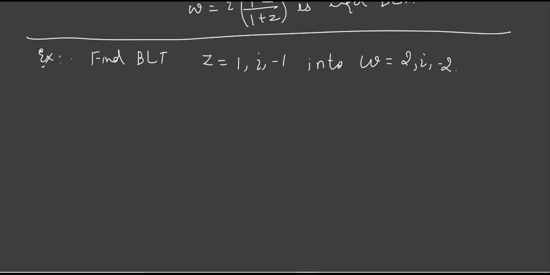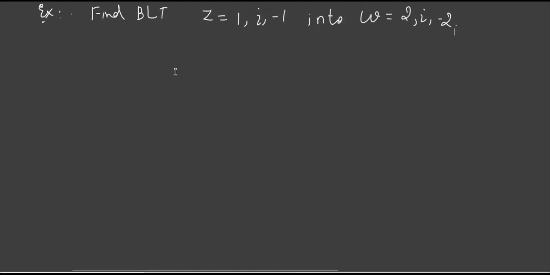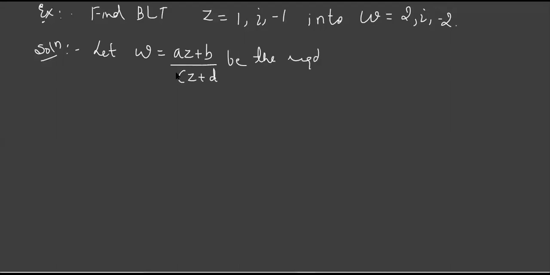Now here, the general method means we have to take the general bilinear transformation. Can anybody tell me in the definition how we have taken the general transformation? Definition: w equals (az plus b) divided by (cz plus d), be the required bilinear transformation. This itself is bilinear only. This is the answer actually, but it has got some unknowns.